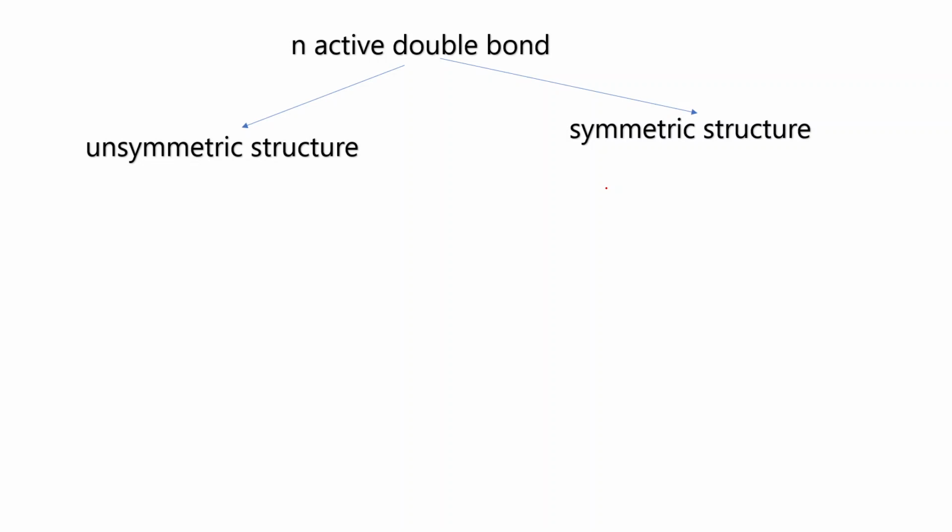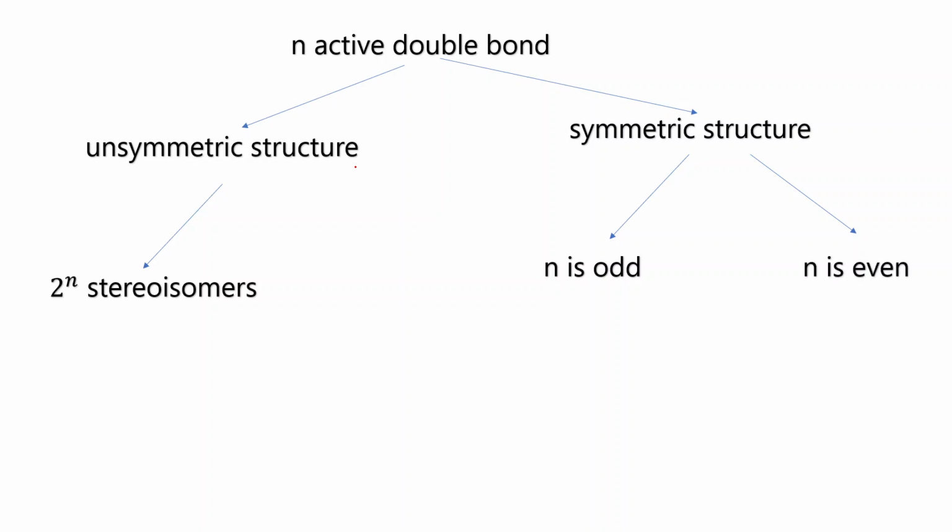Can you guess? Of course, 2 to the power n, right? Because you will have 2 to the power n possible sequences, and all of them will correlate with a unique different molecule because of unsymmetric structure. But in the case of symmetric structure, you will get a lesser number, and in the case of symmetric structure, you will have to divide it into two cases: when n is odd and when n is even. Why? You will see, because the generalization demands this kind of classification here.